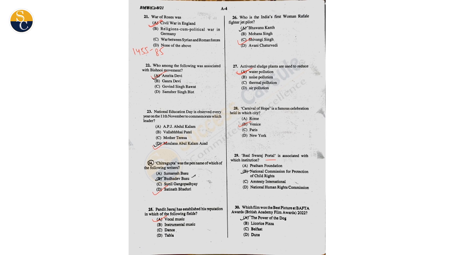Next, Bal Swaraj portal is associated with. It is associated with National Commission for Protection of Child Rights. So, B is the correct answer. Next, which film won Best Picture at BAFTA Awards 2022? Answer is A. The Power of the Dog.